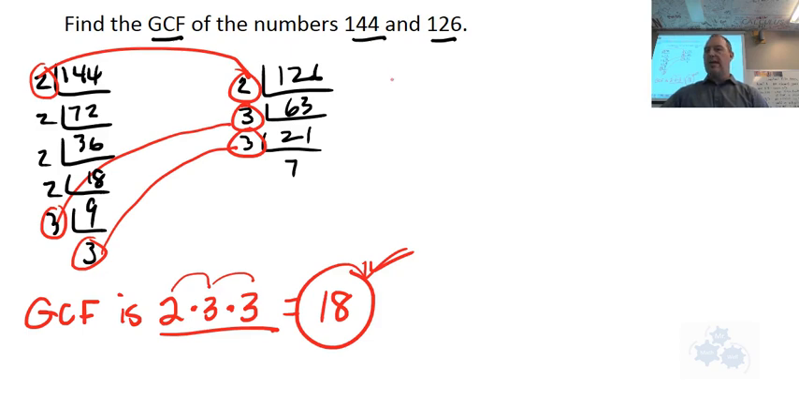And if you listed the factors of 144 and 126, good on you. You can totally do that. But like I say, this is probably the quickest way of doing it. All right?